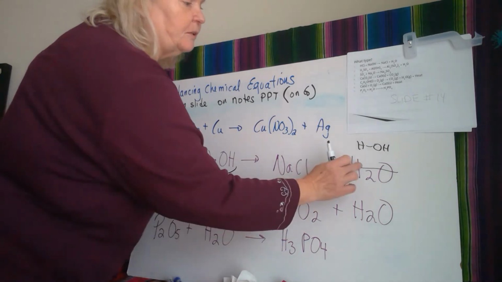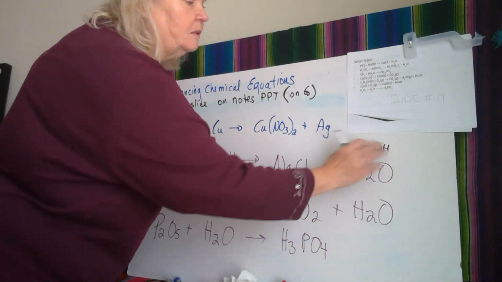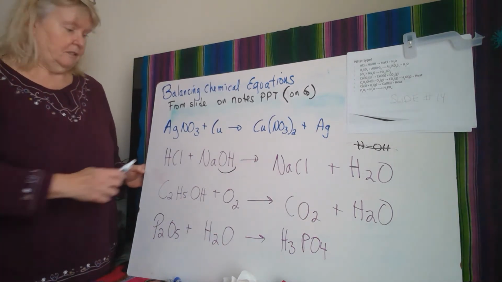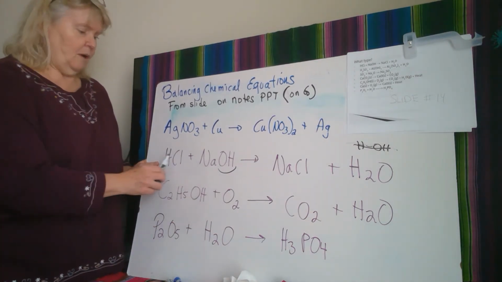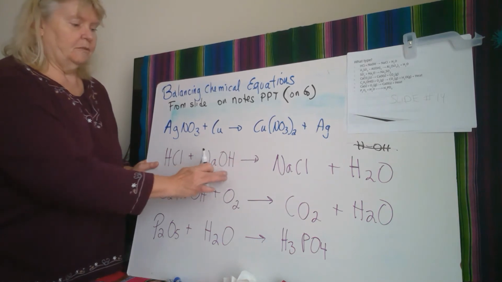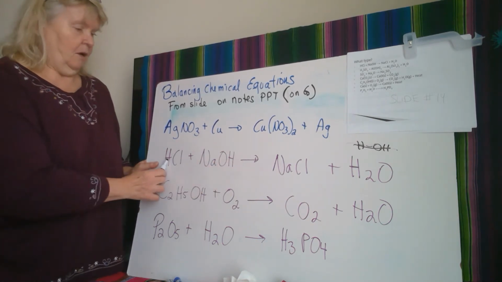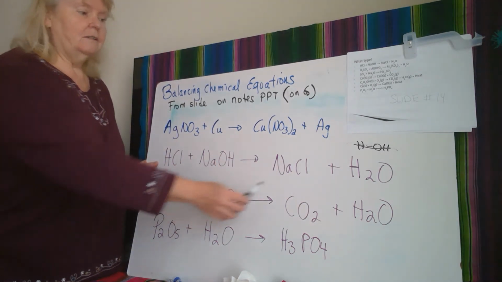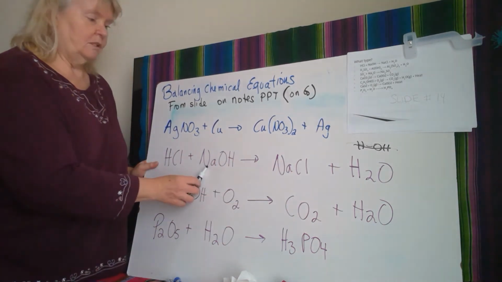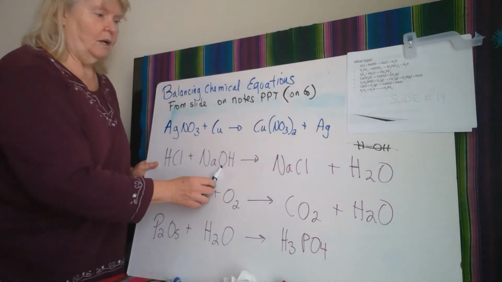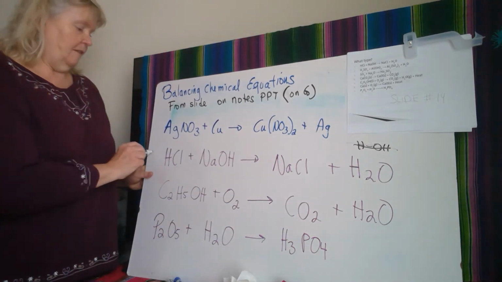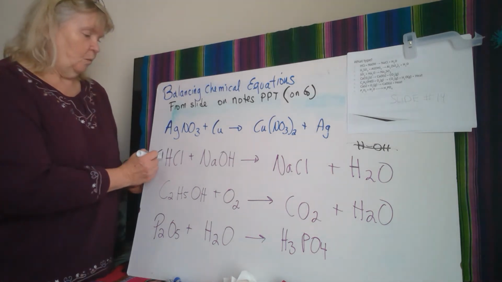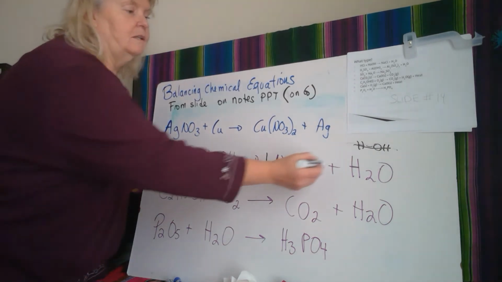Now, if you don't want to look at that as polyatomic, let's just do the elements. Okay, so I have 2 H's, 1, 2. So I'm going to ignore that as a polyatomic. 2 H's, 1 Cl, 1 Cl, 1 sodium, 1 sodium, 1 oxygen, 1 oxygen, and that is already balanced. Your coefficients in this case would be 1, 1, 1, 1.